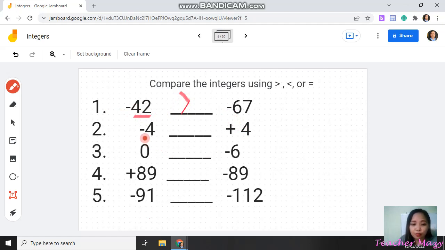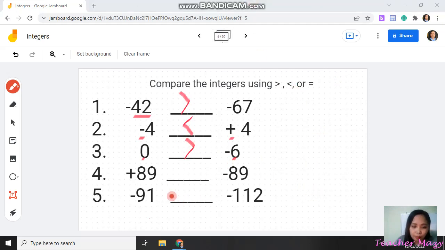Next is negative 4 and positive 4. Negative 4 is on the left side of 0, while positive integers such as positive 4 are on the right side of 0, so positive 4 is more than negative 4. Next we have 0 and negative 6. 0 is in the middle of the number line, while negative 6 is on the left side of 0. So 0 is greater than any negative number such as negative 6.